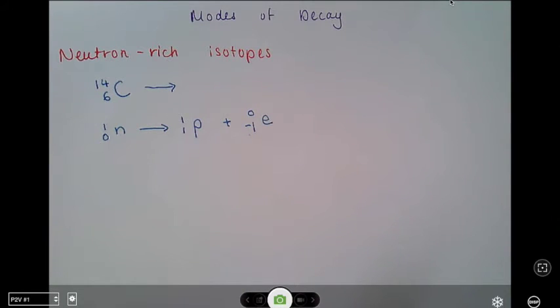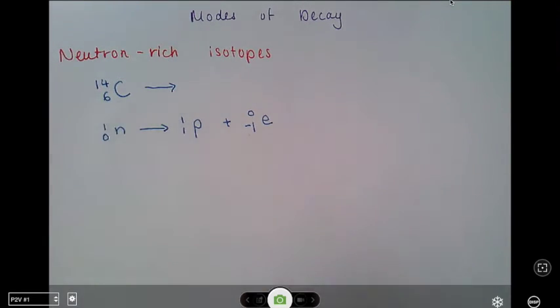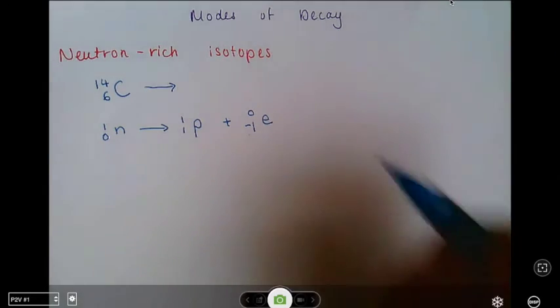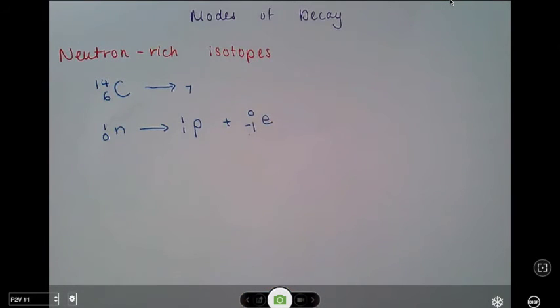Now, an electron has no place in the nucleus, so that's immediately expelled from the nucleus as soon as it's produced. The proton, however, is going to stay in the nucleus. So if we add an additional proton to the nucleus of carbon-14, it's going to increase its atomic number by 1. So that's going to increase to 7.